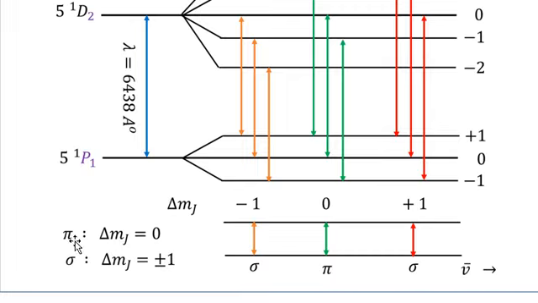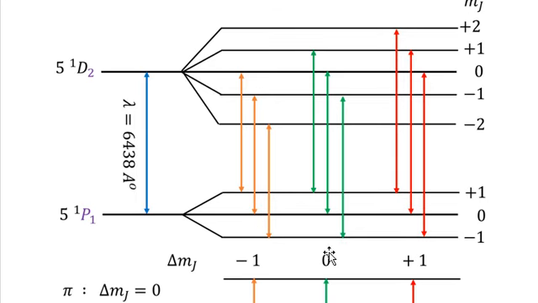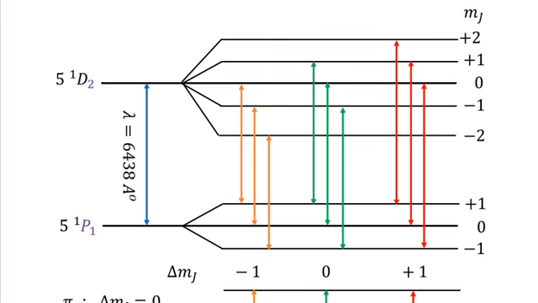When delta Mj is equal to 0, we have the pi transition. When delta Mj is equal to plus minus 1, we have the sigma transitions. The pi transitions occur with the same value of Mj, so the difference of Mj is equal to 0, as shown for the green lines. The red lines are the transitions where delta Mj is equal to plus 1, and these light brown transitions represent delta Mj equal to minus 1. So there are actually 9 transition lines, but only 3 frequencies are emitted.